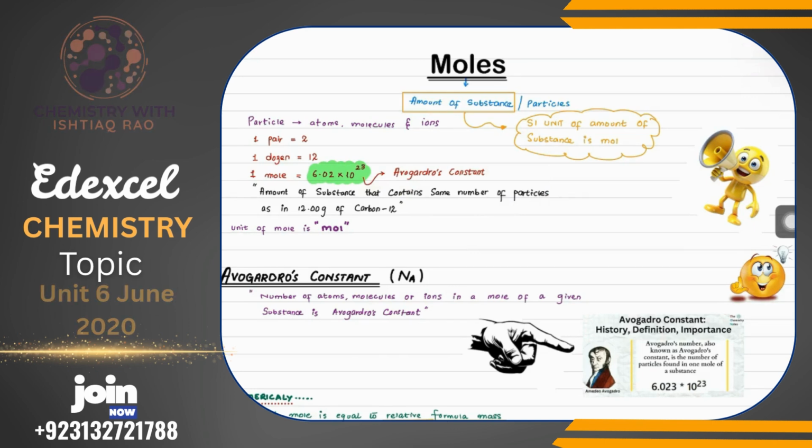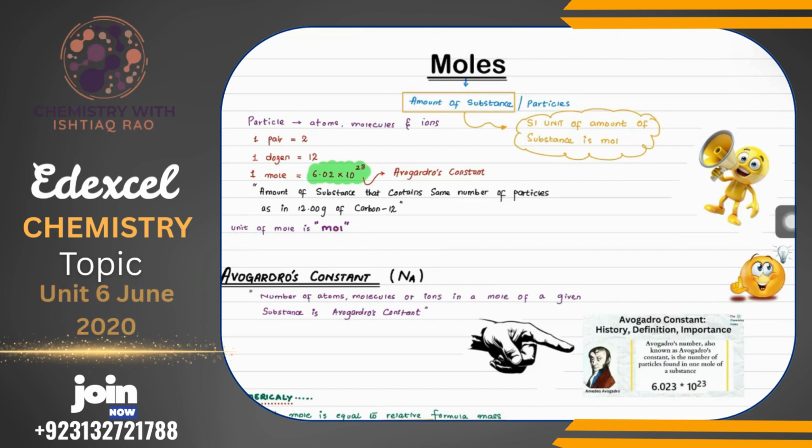Basically, carbon is the reference, like carbon-12. Why am I mentioning carbon-12? Because carbon has isotopes: carbon-12, carbon-13, carbon-14. We only take carbon-12, okay? It's the most abundant isotope, and the mass of carbon-12 is exactly 12.0000. So that's why it's the reference. We compare everything with carbon-12.